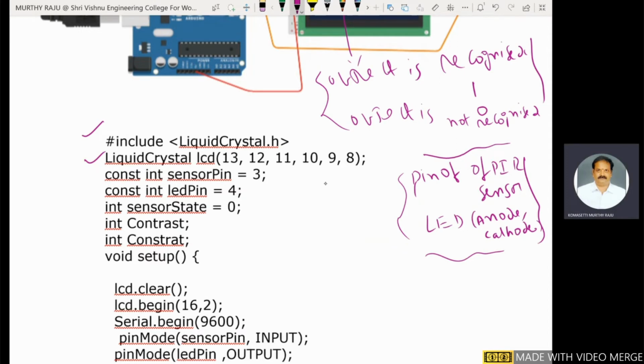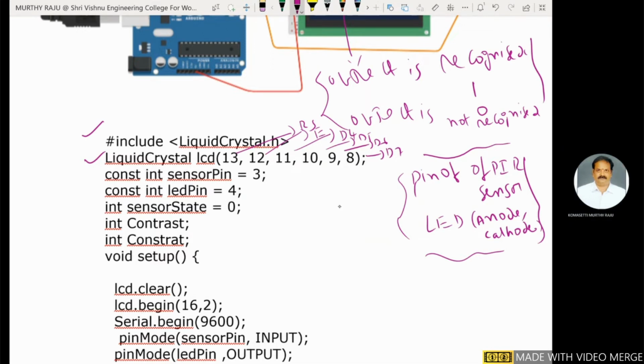13 here is connected to the register select pin of the LCD. The 13th digital pin of the Arduino board is connected to register select of the LCD. The 12th pin is the enable pin. The enable pin of the LCD is connected to the 12th pin of the Arduino board. 11, 10, 9, 8 are connected to data pins D4, D5, D6 and D7 of the LCD, on the Arduino UNO board.